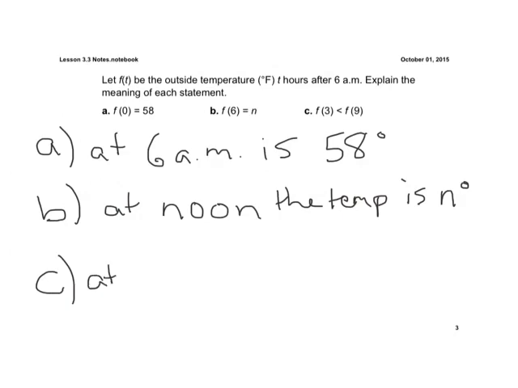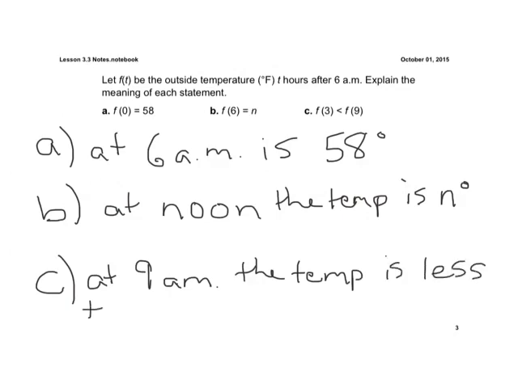Now, part C, they're telling us it's 3 hours after 6 a.m. So at 9 a.m., the temperature is less than, because we have a less than sign, the temperature at 9 hours after 6 a.m. So 9 hours after 6 a.m. is actually at 3 p.m., 3 in the afternoon. So the temperature 3 hours after 6 a.m. is less than the temperature 9 hours after 6 a.m.